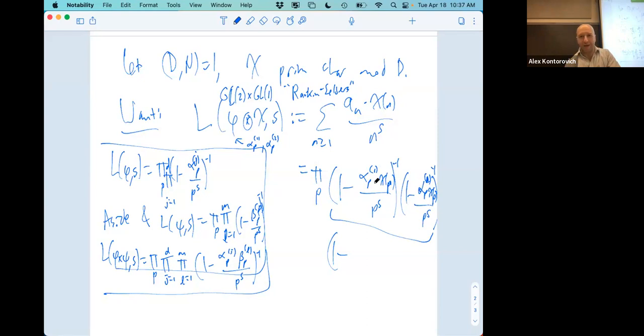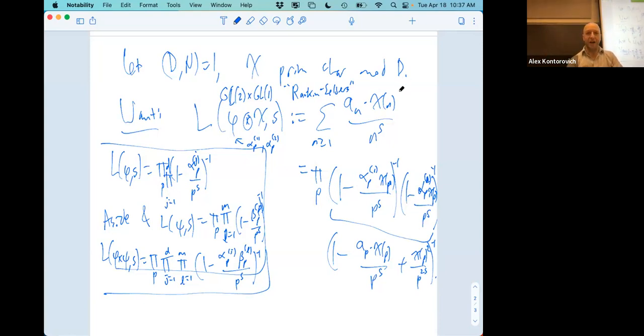The only point I want to make here is that alpha P1 plus alpha P2 is AP. So this is where I get this AP chi of P to the S. And then of course there's a secondary term, alpha P1 times alpha P2, which is 1 times chi P, I guess I'm getting here chi P squared. Okay. That there's an Euler product is Hecke, and then that it's degree 2 is also Hecke. And then I can factor it with the quadratic formula.